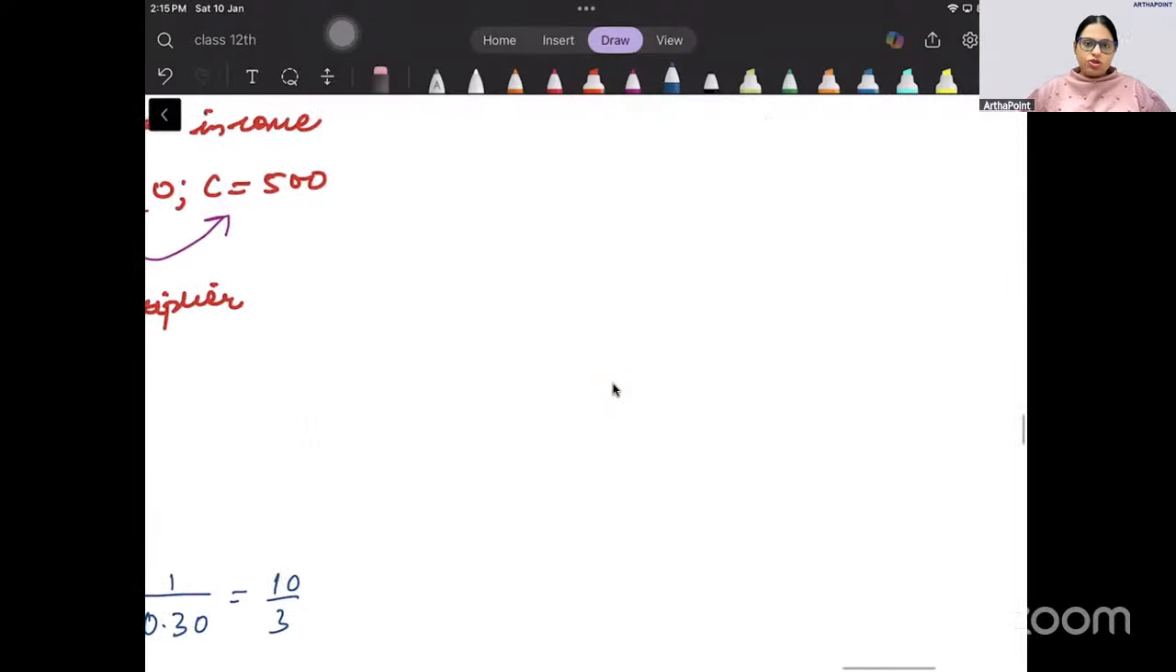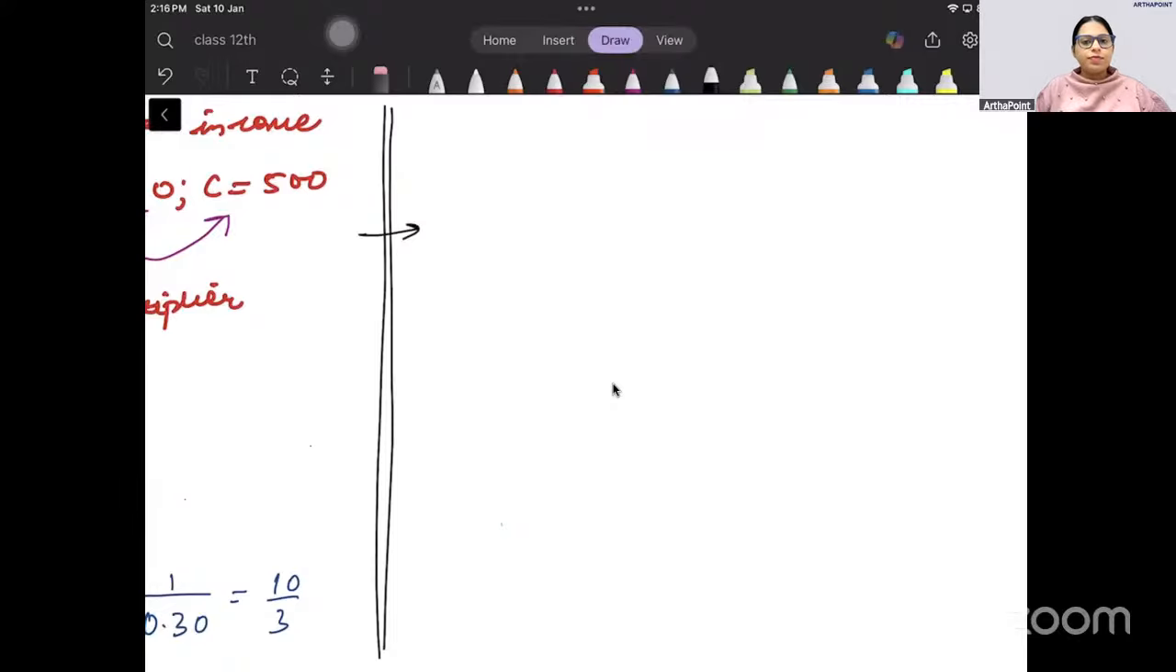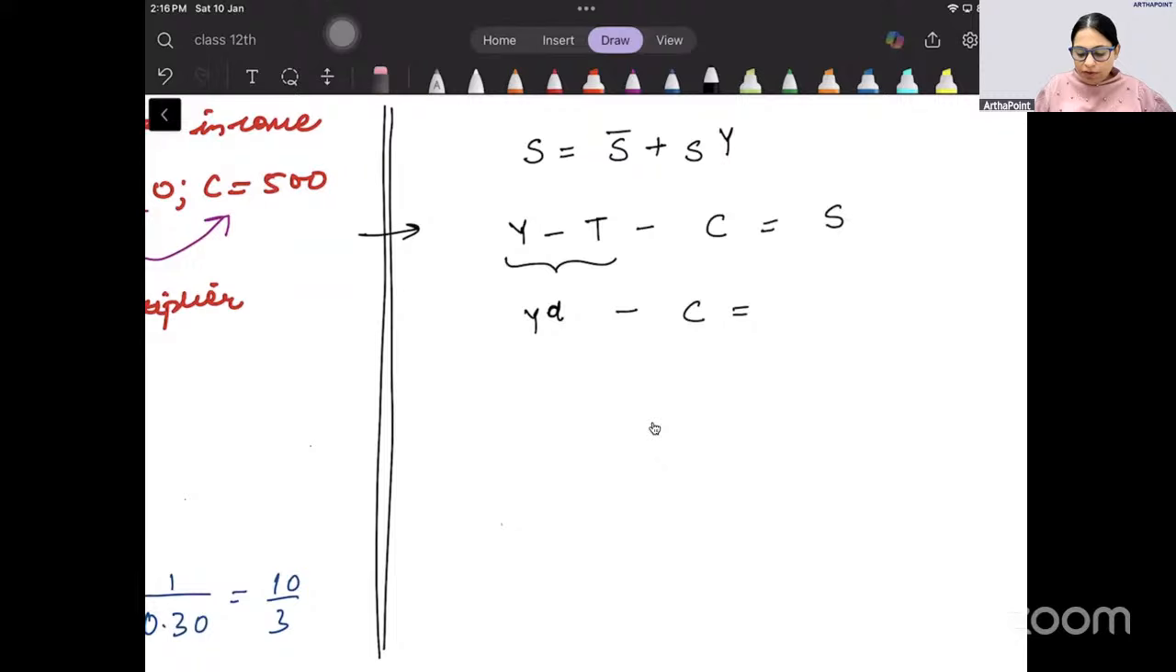Now, just see here. I want to highlight something in this question. Saving is equal to S bar plus SY, right? Savings are done after your income has been taxed. So basically, income minus tax is your disposable income. And after that, we will consume some amount, and the remaining amount will be savings.